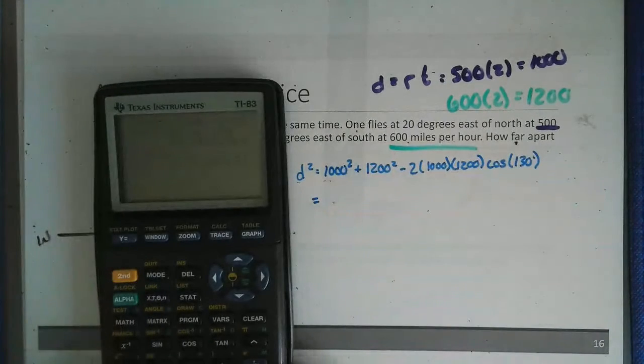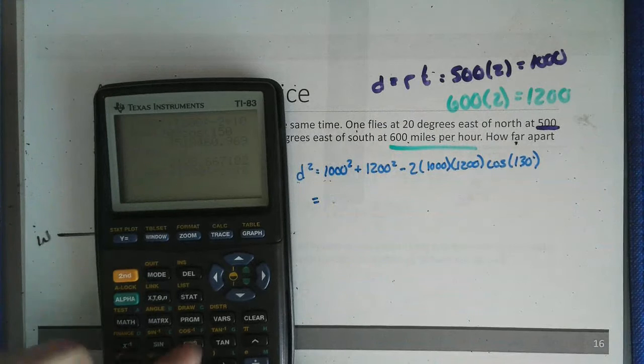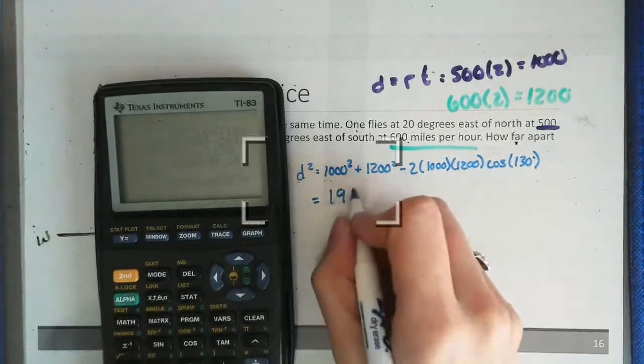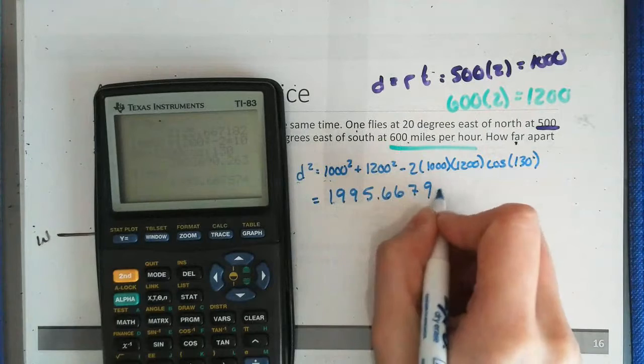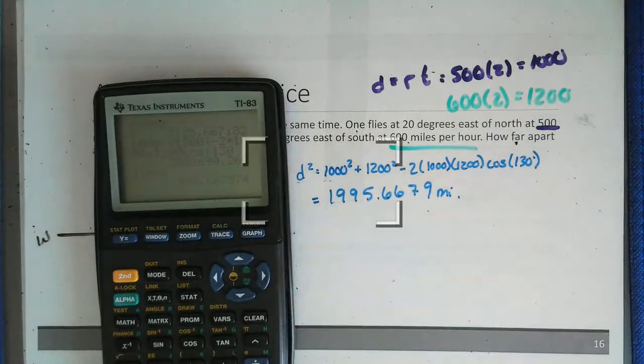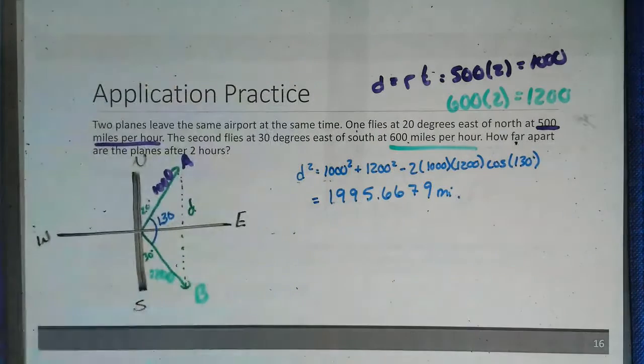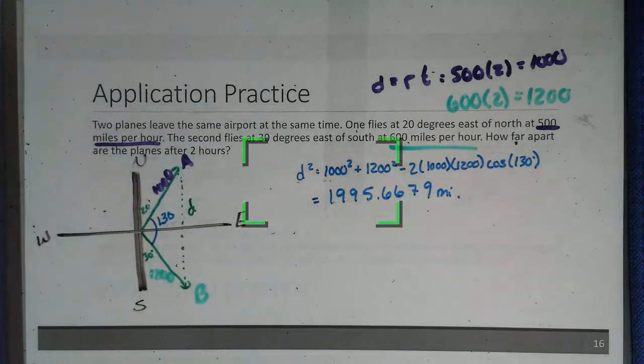then I have 1,000 squared plus 1,200 squared minus 2 times 1,000 times 1,200 cosine of 130. If I square root that answer, that will be the distance between them. 1,995.6679 miles. That looks a little bit better. All right, last one.